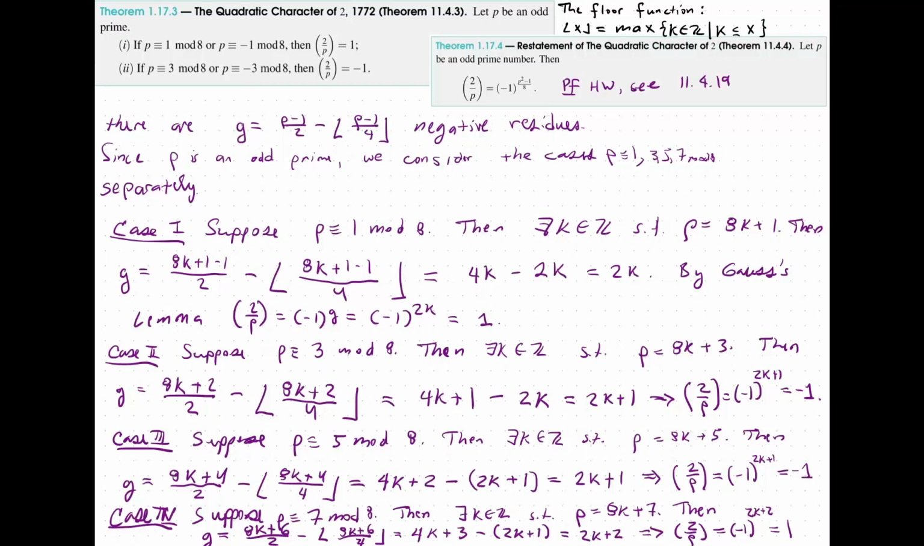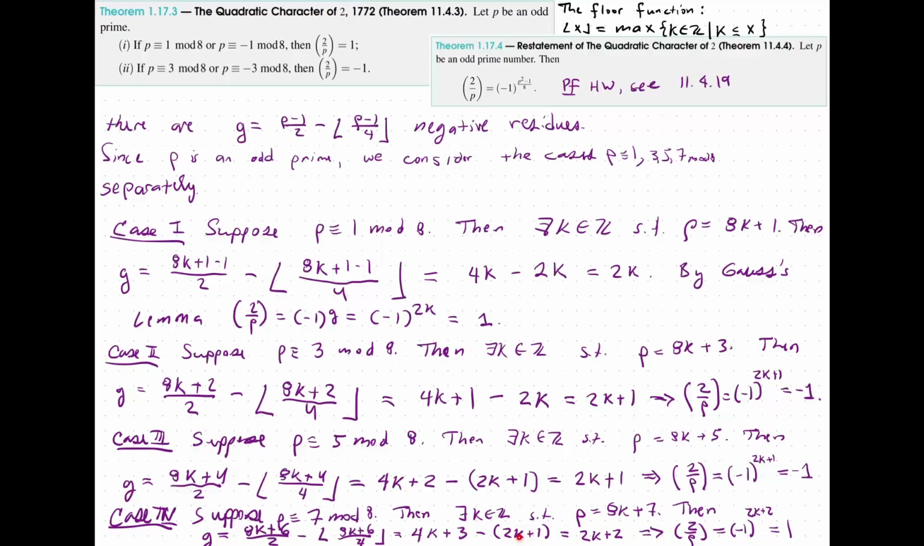And so now here we have case 4. p is congruent to 7 mod 8. So p is equal to 8k plus 7 for some integer k. Then we can go ahead, substitute in for g. The floor function is now (8k plus 6) over 4. And so that's going to give us 2k plus 3 halves, but the greatest integer less than or equal to this is going to be 2k plus 1.